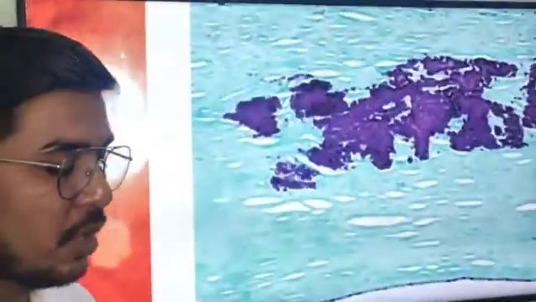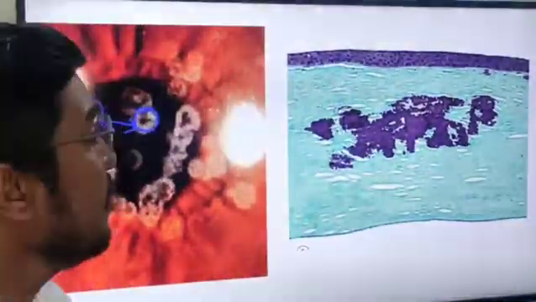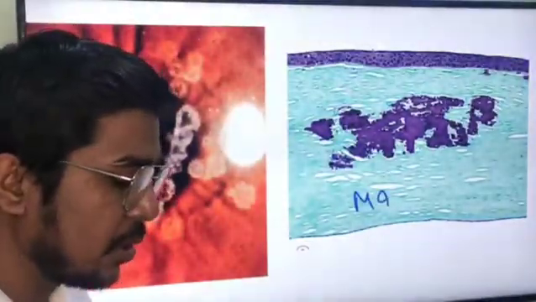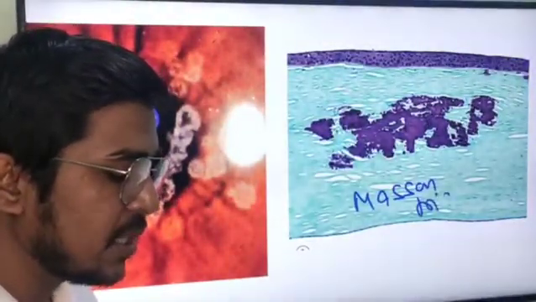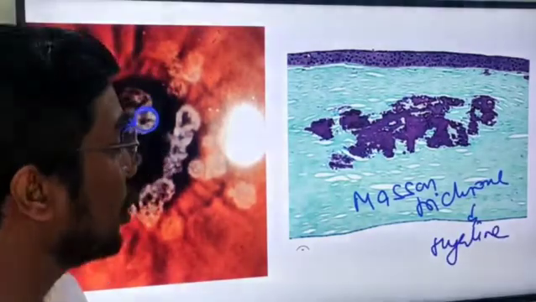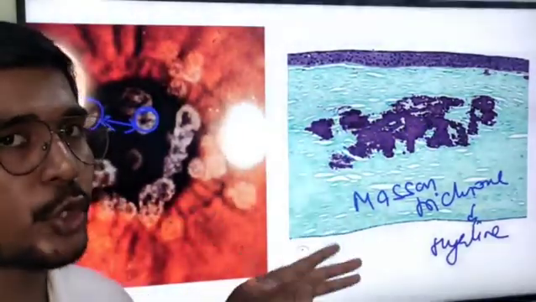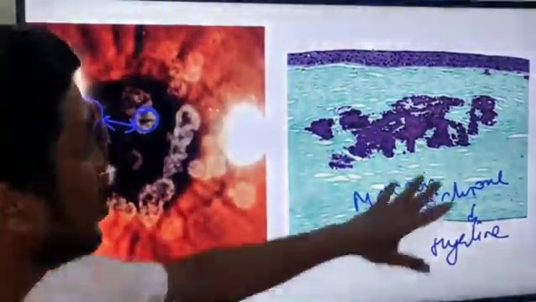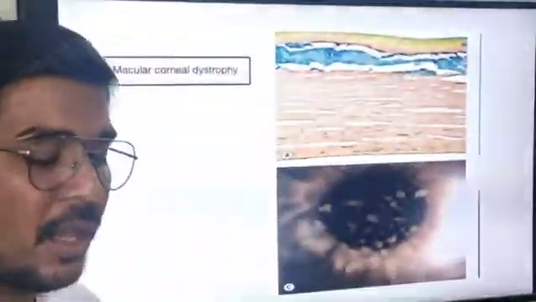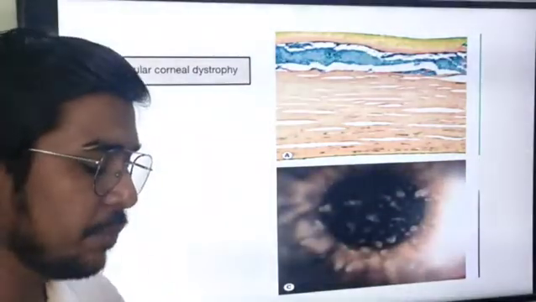Now coming to this one, what is this? This is the staining of Masson trichrome. Why? Because of hyaline deposition, and it is an autosomal dominant condition, as I have already told you in the table. So this is very important. Coming to the third one, whose characteristics we always talked about. What are the characteristics? Let me list them out here.